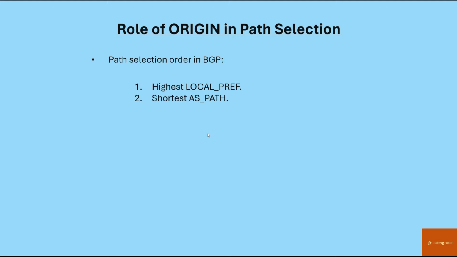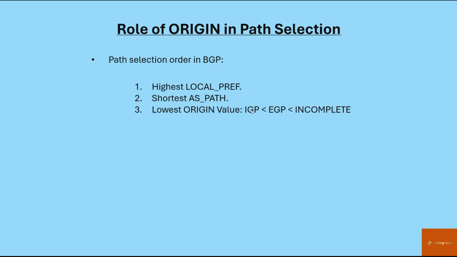So what's the role of origin in path selection? Well, let's have a look at the path selection order in BGP. We've gone through this as well, but we're going to quickly do a recap. So we've got the highest local preference. We've got then the shortest AS path. Now, again, if it's Cisco, above highest local preference will be weight, but we're not going into that because this is Juniper. So after the shortest AS path, we've got the lowest origin value, which is what we're looking at.